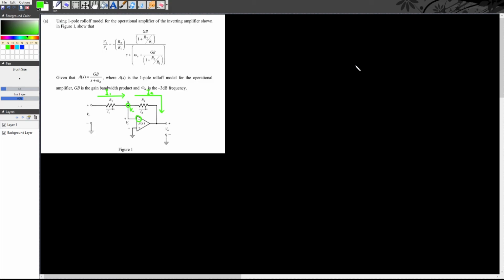And today we're going to be dealing with non-ideal op amps. And this is a classic example of a question that you'd see in an exam for a non-ideal op amp.